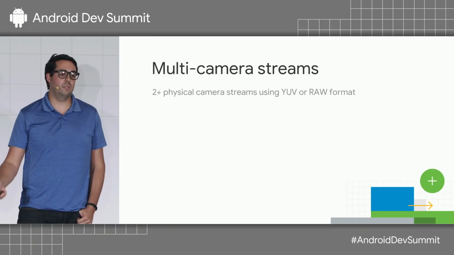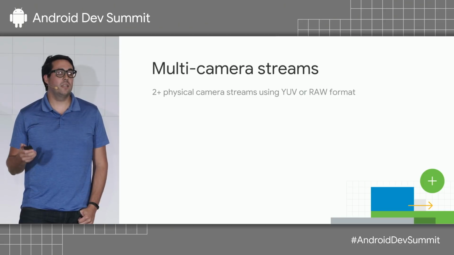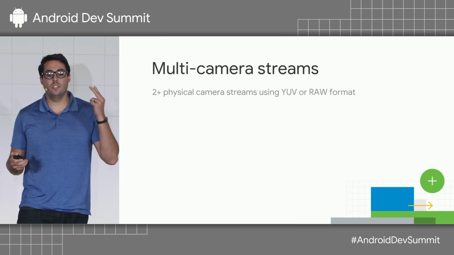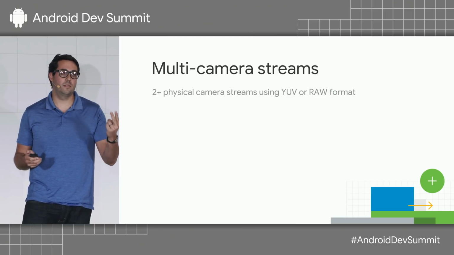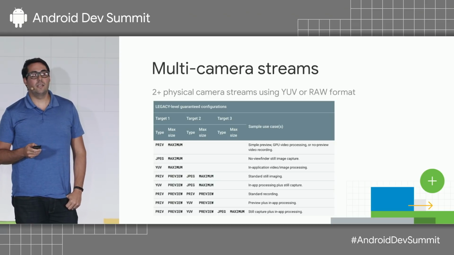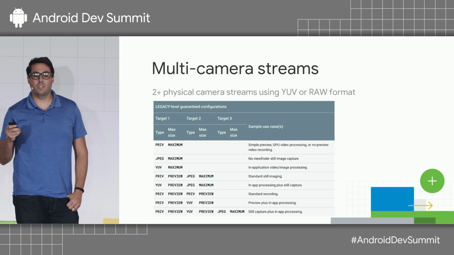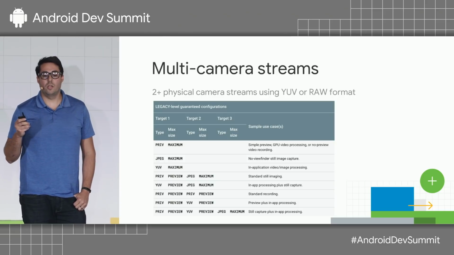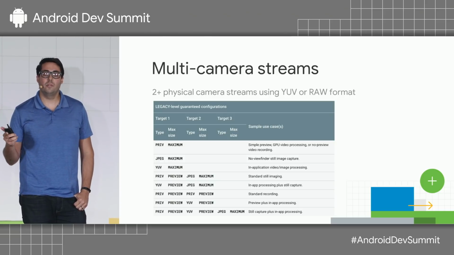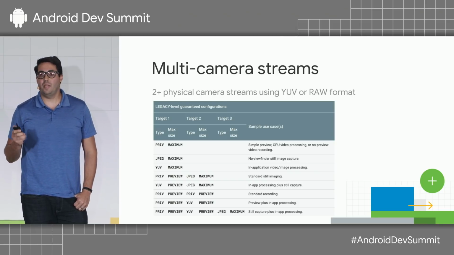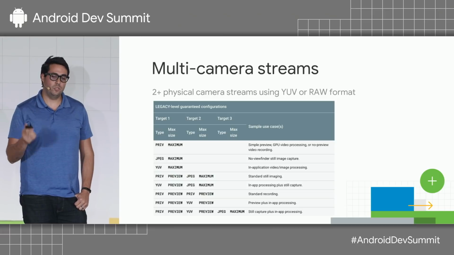So first, let's talk about how we can use multiple camera streams simultaneously. The basic guarantee provided by the framework in the multi-camera APIs is that you can use at least two physical camera streams at the same time. Recall the guaranteed stream configurations for single camera devices. It is a set of rules based on hardware level, target type, and target size. If we use the multi-camera APIs correctly, we can get an exception to these rules.